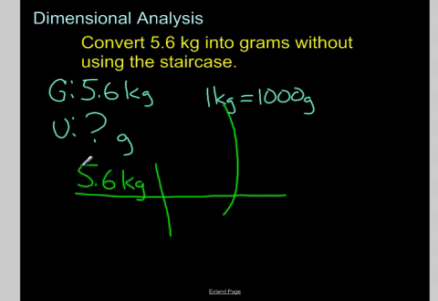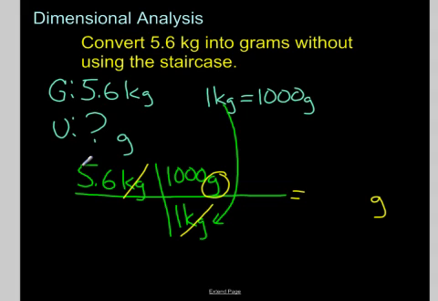Now, since I've got 5.6 kilograms as my given, I want kilograms on the bottom. So I take my 1 kilogram, that goes on the bottom. On the top then is going to go my 1,000 grams. That's the other half of the equality. Okay, then we're going to cancel units out. That's the dimensional analysis part. We cancel the kilograms, and we're left with grams on the top. That's good because my unknown is in grams. I want grams. So we punch that in the calculator, and we get 5,600 grams.